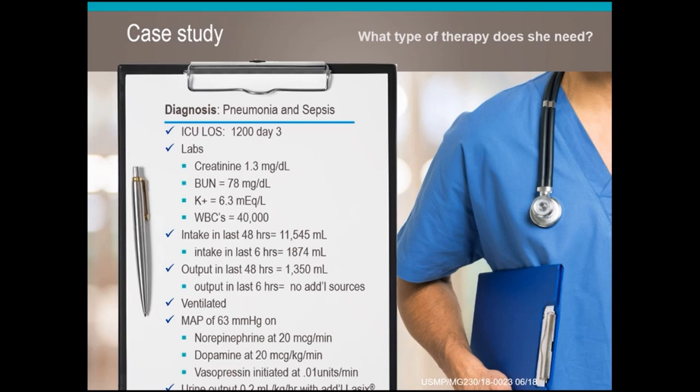Well, according to the KDIGO guidelines, she's definitely hemodynamically unstable based on this. She's fluid overloaded, which is an indication, and her urinary output is also within the range to determine that she's unstable, and so probably too unstable, obviously, for an intermittent therapy. So a continuous renal replacement therapy is appropriate and what this patient needs at this point.